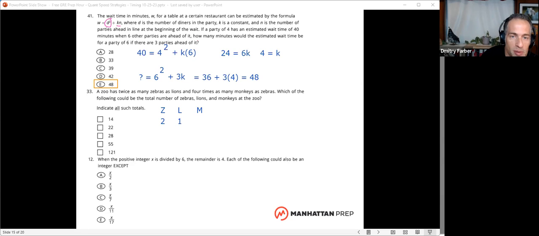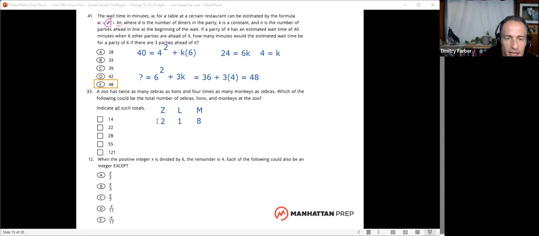But okay, twice as many zebras as lions, 4 times as many monkeys as zebras. Okay, so if there were 2 zebras, 4 times as many monkeys would be 8. Now, I don't know if these are the numbers. I just know these could be the numbers. So there could be 11 animals, but they didn't give me that choice, right? So it's not very helpful yet.